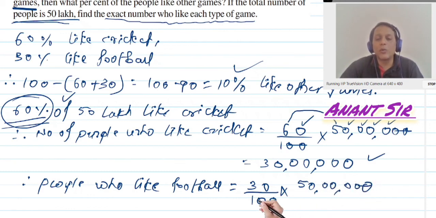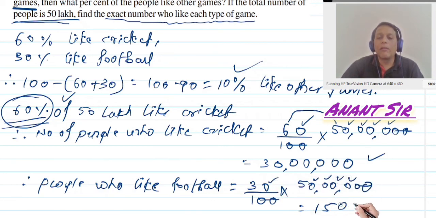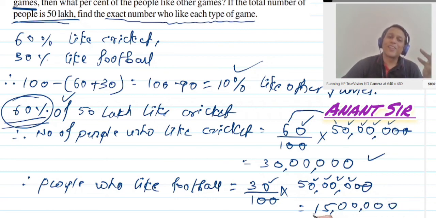So again I cut the 2 zeros. See, 3 5s are 15. How many zeros? 1, 2, 3, 4, 5. Just give the commas. 15 lakh people.